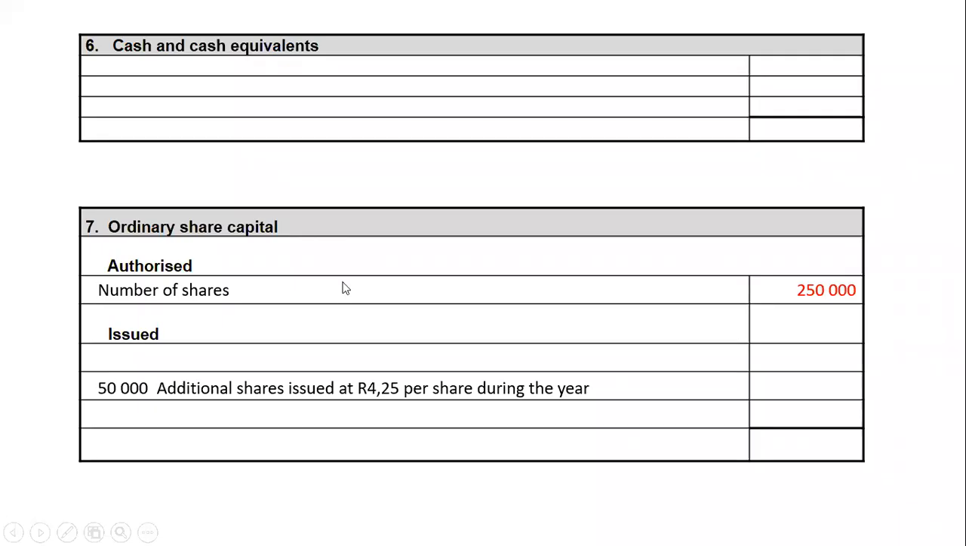As I've said, you will record it as 50,000 additional shares issued at 4.25 cents per share during the year. Now, please note that these are the most important things. The 50,000 is very important, so you need to include it, and the price per share, which is 4.25 cents. Now, if you are selling 50,000 shares, you are selling them at 4.25. How much did you receive as share capital? So share capital is the money that you receive.